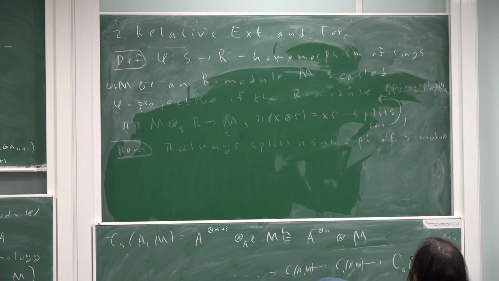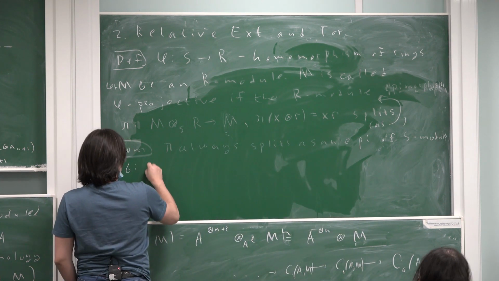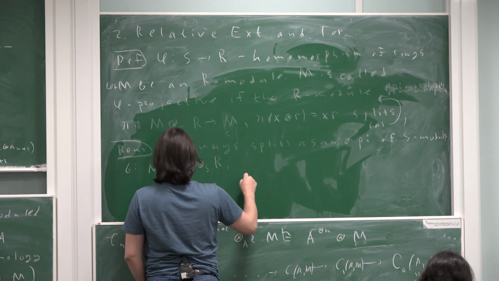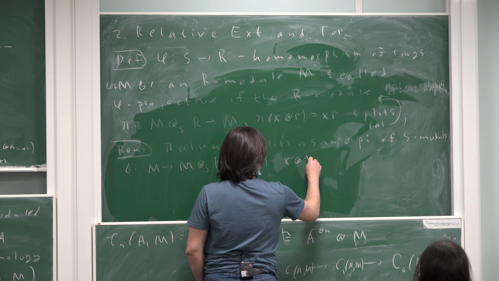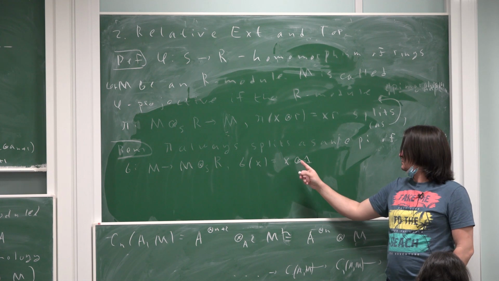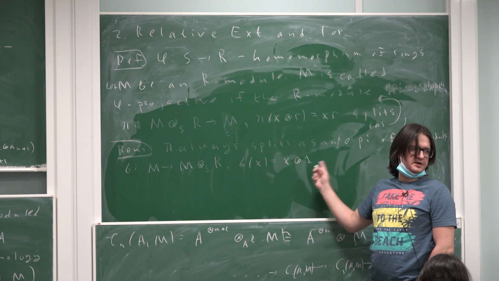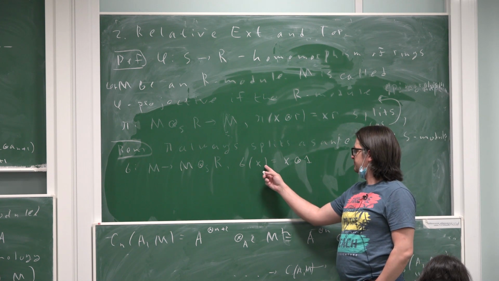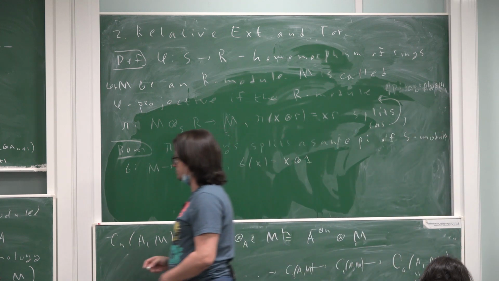We simply can define sigma from M to M tensor over S of R by the equality sigma of x is equal to x tensor 1. If we multiply x by something from S, then since this tensor is over S, it can be put to the right, and you will get the homomorphism condition. But if we multiply by something from R, it doesn't have to go to the right, so it's not usually a homomorphism of R modules.